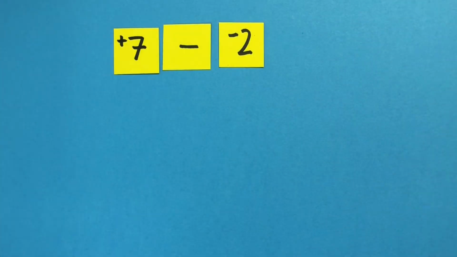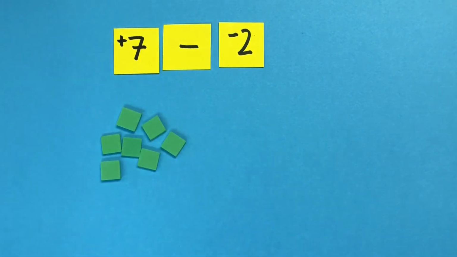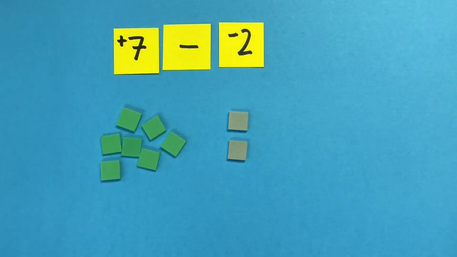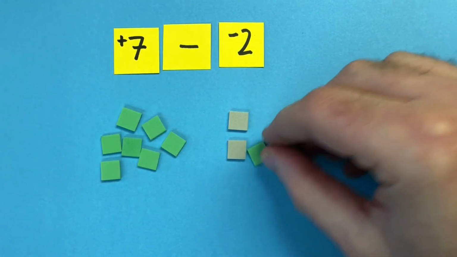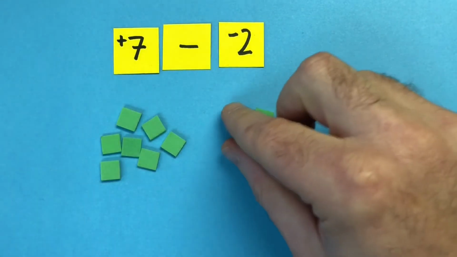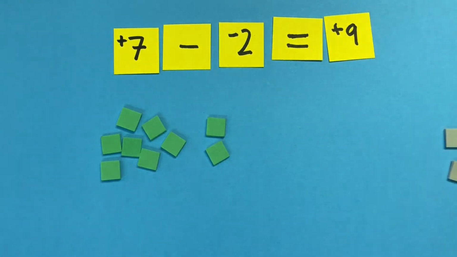So let's look at an example of how a student might make this transition from doing it the long way to shortcutting to this rule that they have discovered. When students first do positive 7 minus negative 2, they'll probably put the positive 7 out, and then they'll try to make their zero pairs. They know they need 2 negatives, so they'll put out 2 pairs, a negative and a positive, and then they'll subtract away the 2 negatives, giving them positive 9.